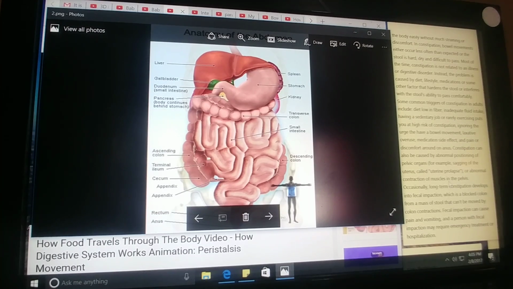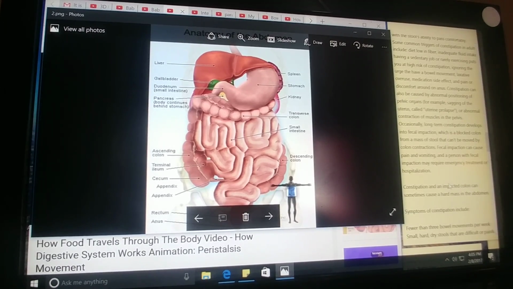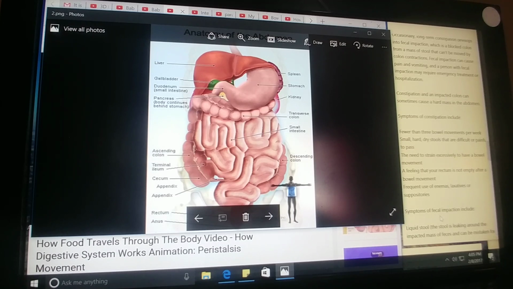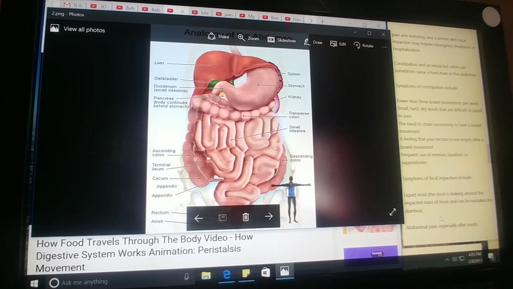Occasionally, long-term constipation develops into fecal impaction, which is a blocked colon from a mass of stool that can't be moved by colon contractions. Fecal impaction can cause pain and vomiting, and a person with fecal impaction may require emergency treatment or hospitalization. Constipation and impaction, an impacted colon, can sometimes cause a hard mass in the abdomen that can be palpated and moved.